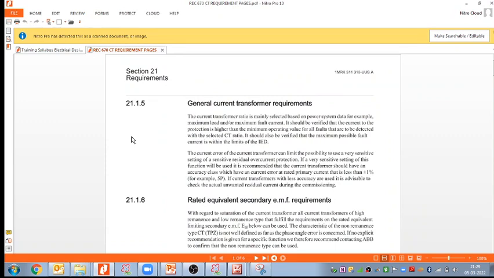Yes, Raghunath, burden. See, Raghunath, every core may have a different burden, so burden is calculated for each core. If the connected instrument on each core is the same, in that case there is no need to calculate separately, but if the connected instruments are not the same, then we need to calculate for each core. Okay, Raghunath.